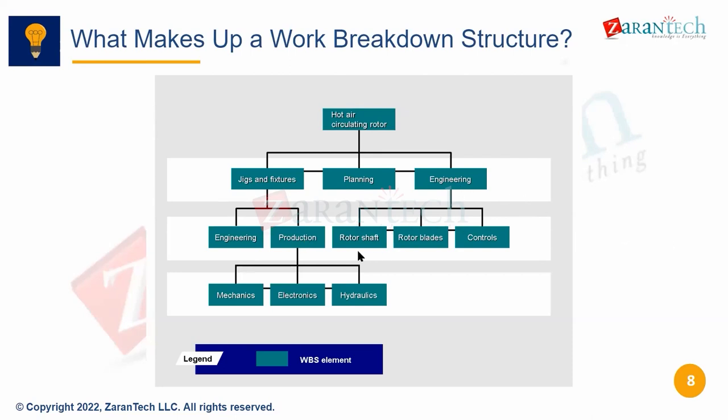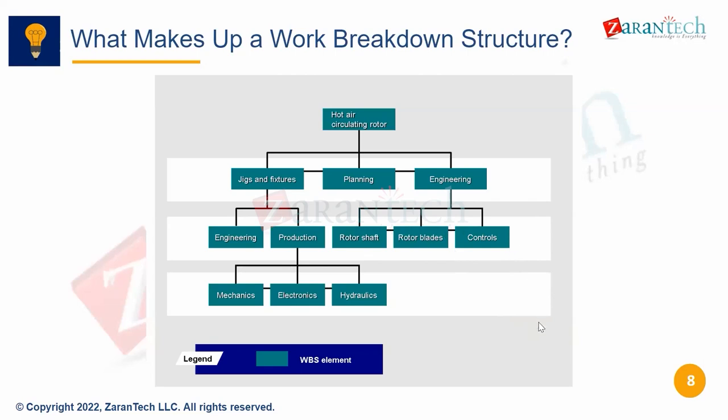For engineering, I break it down into three. Okay, engineering, I need to do engineering for rotor shaft, rotor blades, controls. And you can further break it down to whatever level of detail we want. But usually in most projects, we have about 5 to 6 levels of WBS elements. Most of the projects will have only 4 levels.